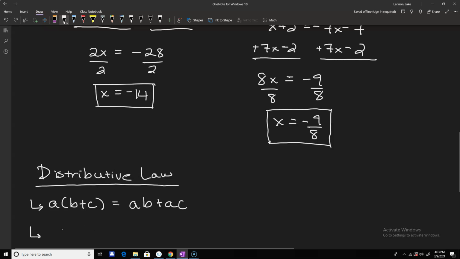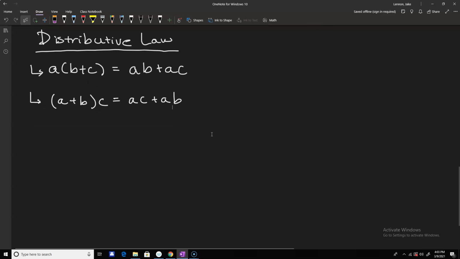You can also distribute from the right-hand side. So if you had, say, (A plus B) times C on the right, this would be AC plus BC. You're basically multiplying the C across the parentheses there. So that's what we were doing in the previous problem. So just in case you forgot that, that's the distributive law, and it'll come up more frequently in future problems.